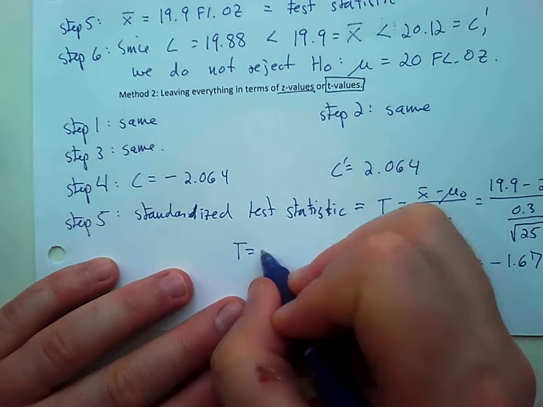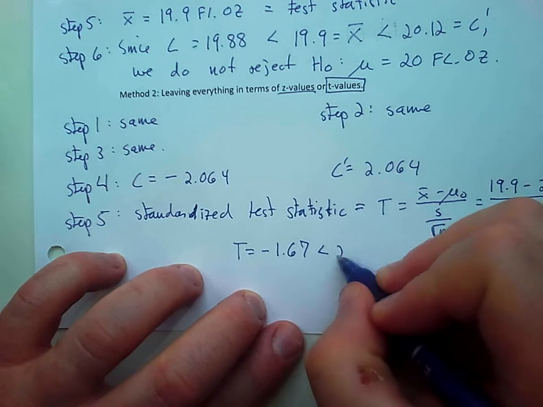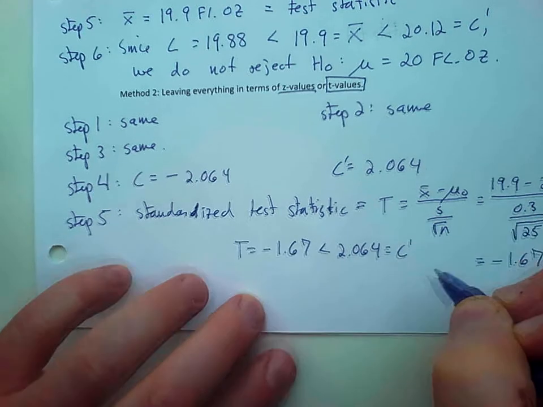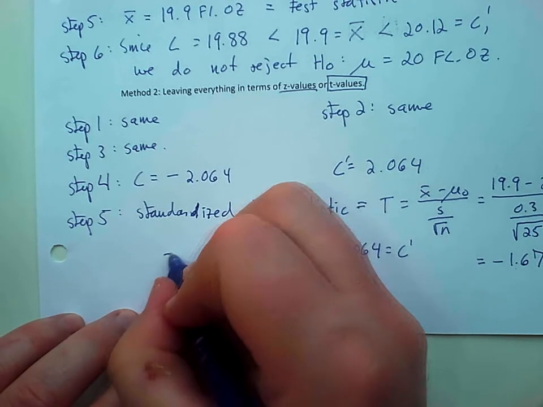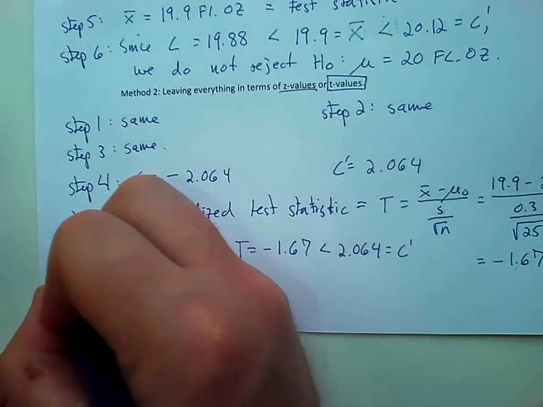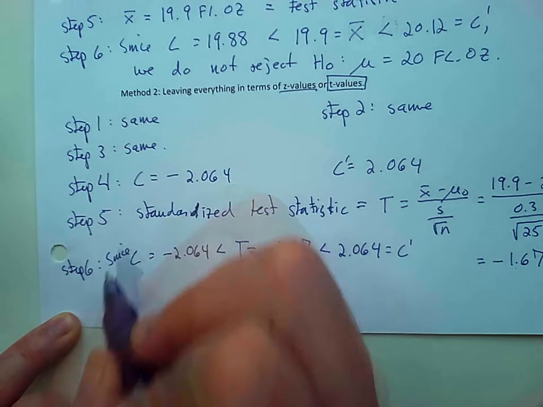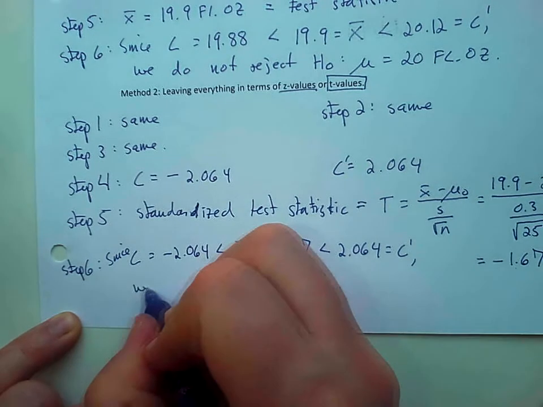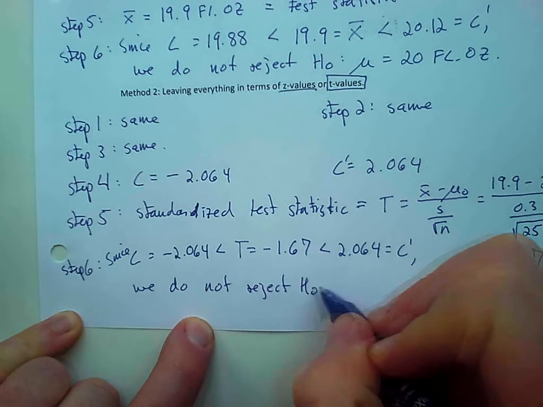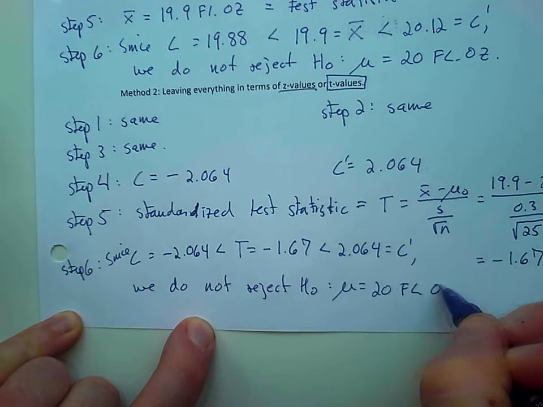So what we're going to say then is that our t-value, which is our standardized test statistic, is negative 1.67, which is strictly less than 2.064, our right-hand side critical value, but strictly greater than negative 2.064, our left-hand side critical value. So this is step 6, and since this is the case, we do not reject the null hypothesis that mu is equal to 20 fluid ounces.